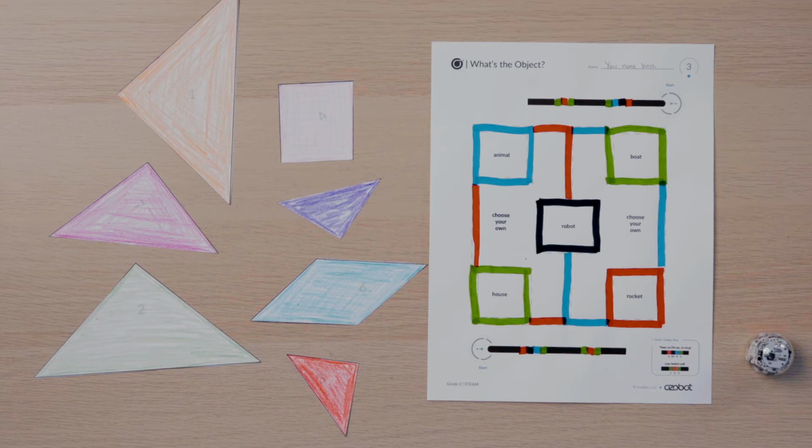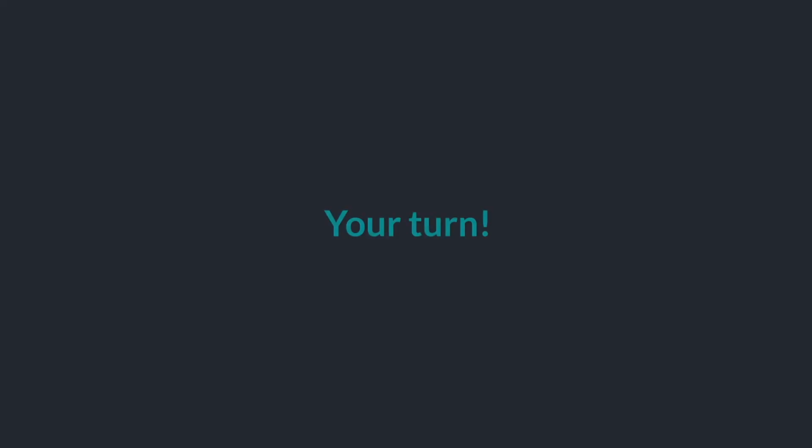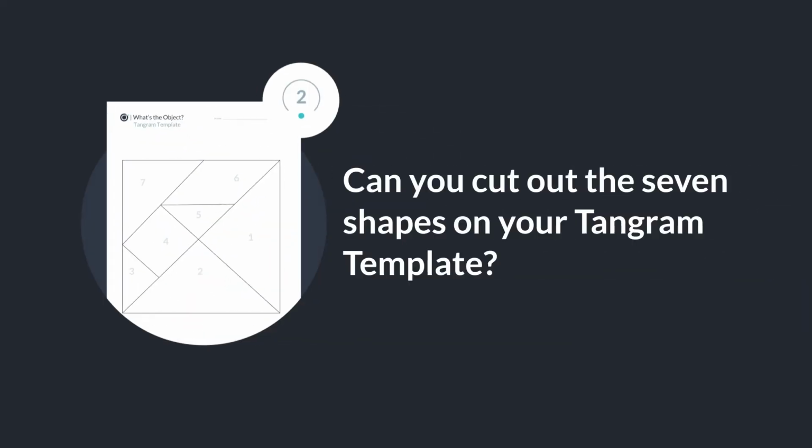Here are my 7 pieces cut out and colored. Can you cut out the 7 shapes on your Tangram template?